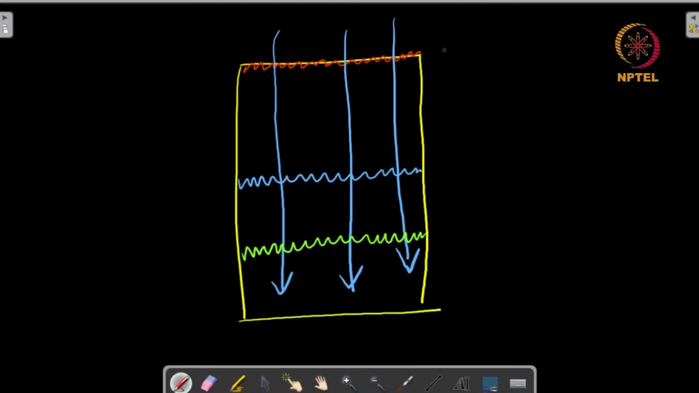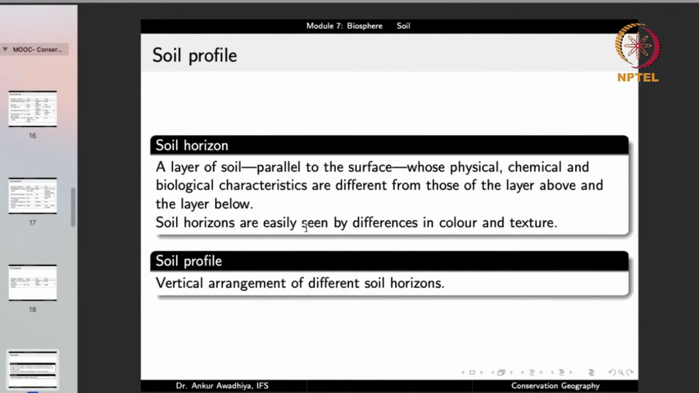So it is possible that on the top you have a dark colored soil. Why dark colored? Because this will have a lot of humus. Whenever any leaves fall to this area, they get converted into humus and form a dark colored soil. Whereas towards the bottom you will probably have a very sandy soil, light colored soil. So these layers, these horizons can be identified by differences in color and texture, and also by differences in their physical and chemical properties. And soil profile refers to the vertical arrangement of these soil horizons.